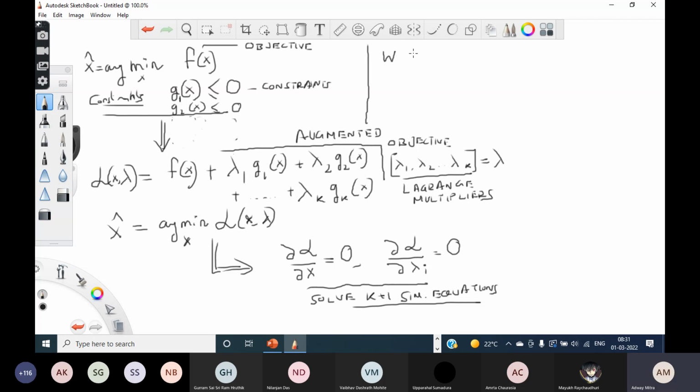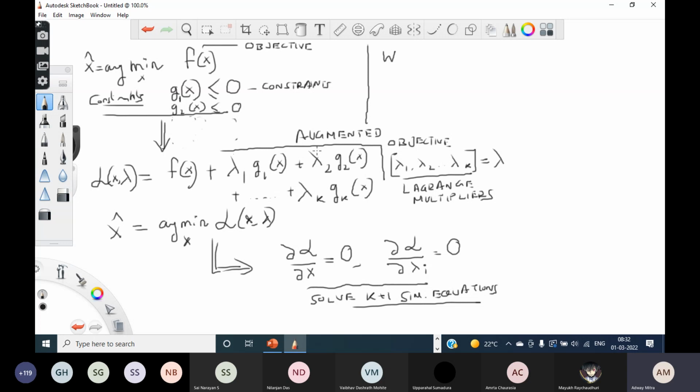Sir, if the lambda values are negative, then G will be maximized, right? So the lambda values are basically things which are trying to adjust these things. As I said, the sole purpose of the lambda values is to make sure that the whole thing is as low as possible.